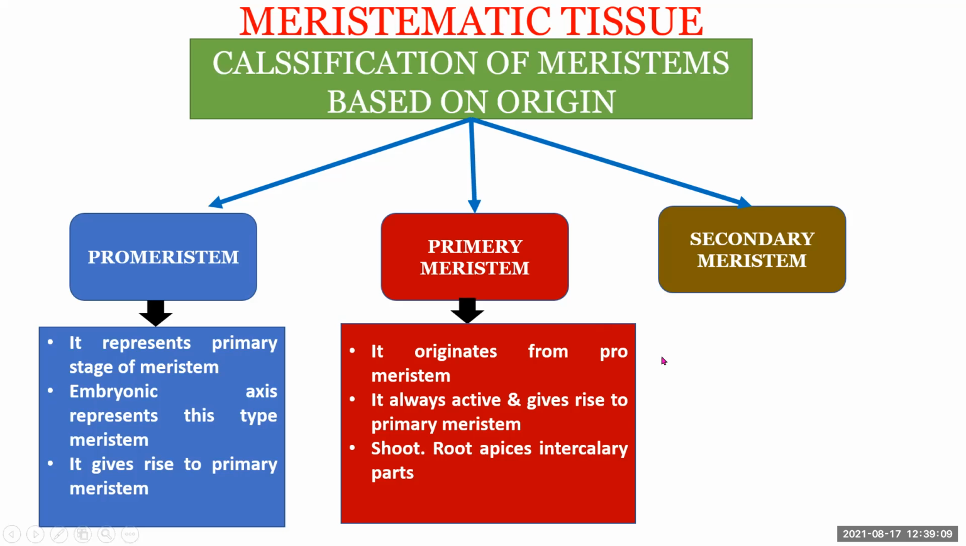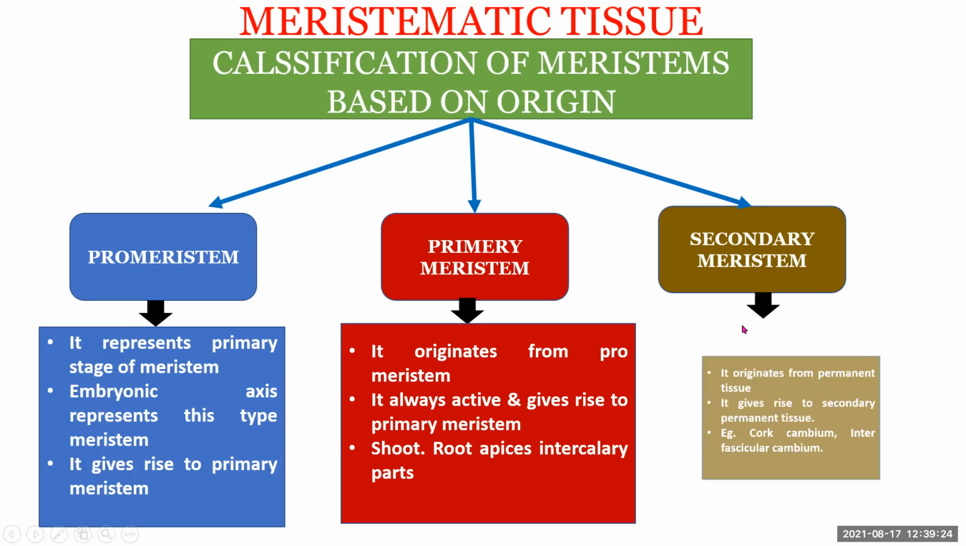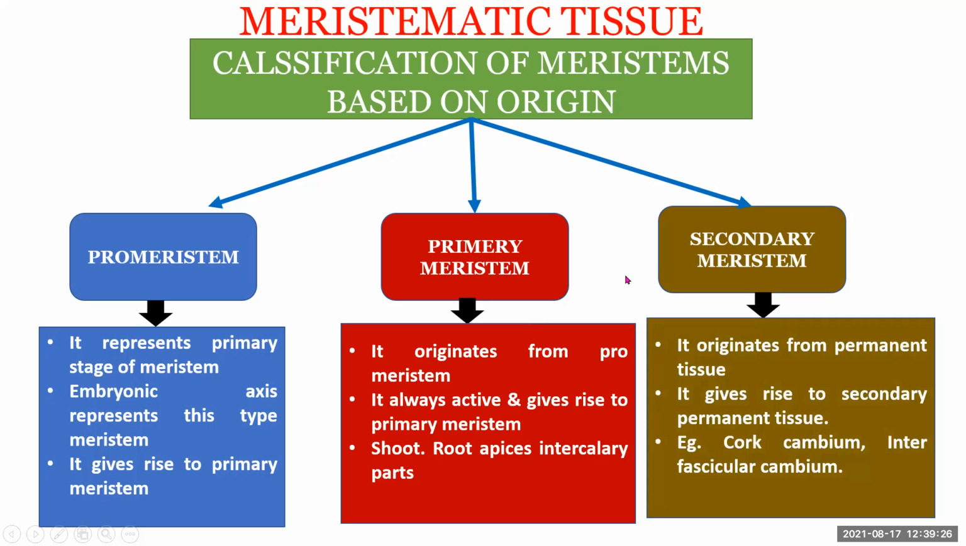Yeah, let us move to the third type of meristem, that is secondary meristem. Secondary meristem usually originates from permanent tissue by a process called dedifferentiation. Here you can see, it originates from permanent tissue. Usually, permanent tissue does not undergo divisions.